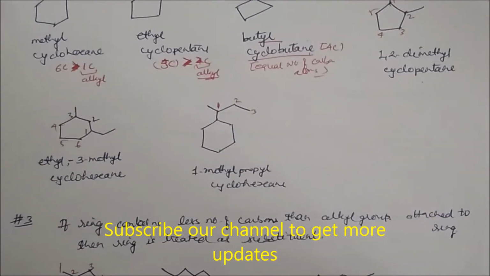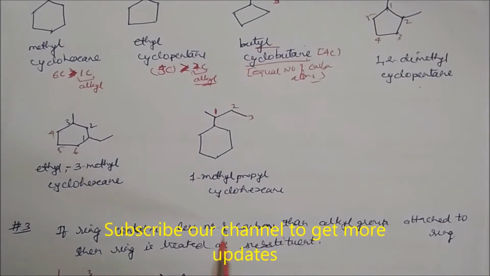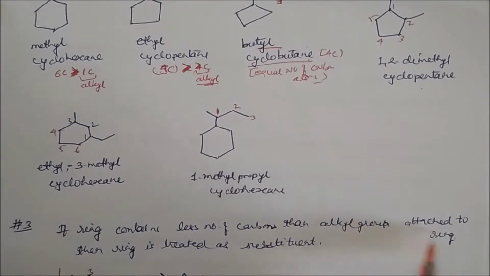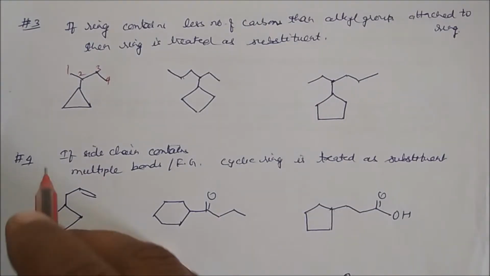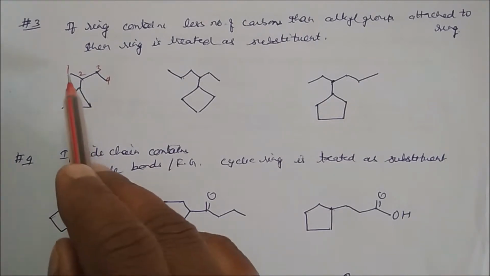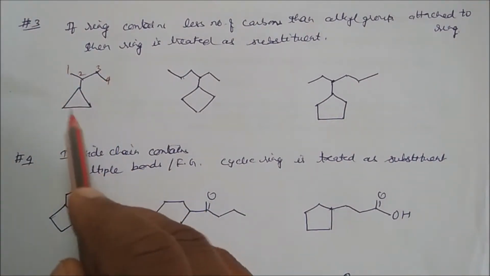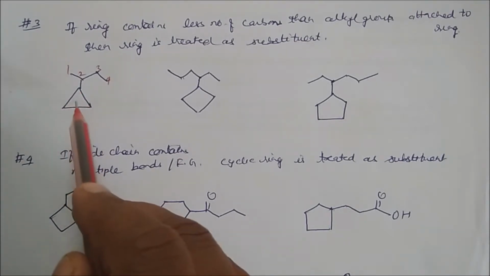Now we'll see if the ring contains fewer carbons than the alkyl group. If the ring contains fewer carbons than the alkyl groups attached to the ring, then the ring is treated as a substituent. How? Here we have examples. This has 4 members and the number of carbons in the alkyl group is more than that of the ring. The ring is 3 carbon. So the ring is treated as a substituent.